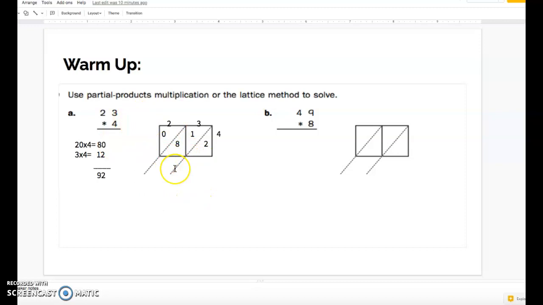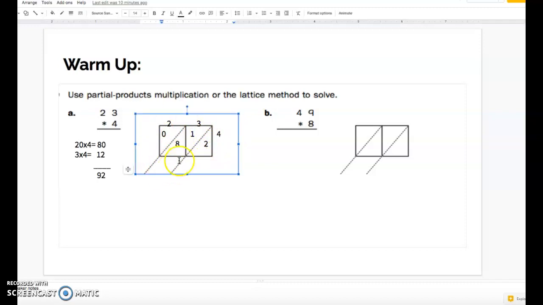I also could have solved this with lattice multiplication. 23 on top, 4 on the side. 3 times 4 is 12, 2 times 4 is 8, and when I put that all together, I still am left with 92.